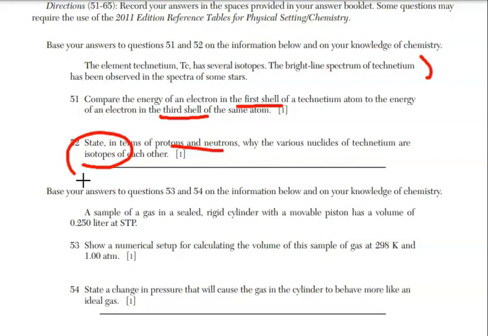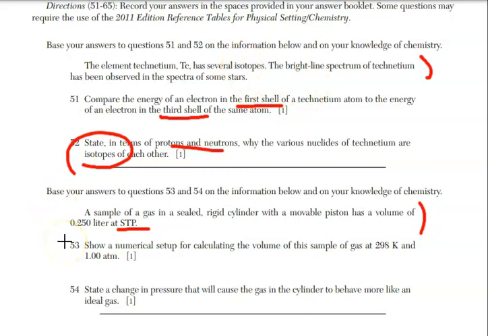Let's keep going. 53 and 54, we have information here of a gas in a sealed rigid container with a movable piston. We have a volume of 0.250 liters at STP. Now remember, STP means standard temperature and pressure. It is on the reference tables, and we're going to pull information off there for 53.